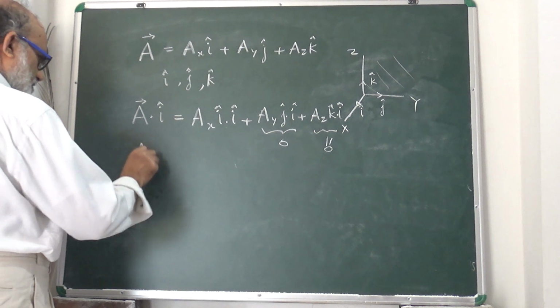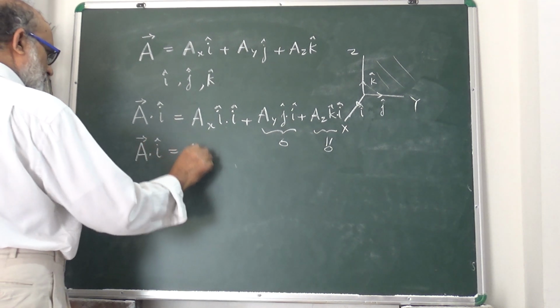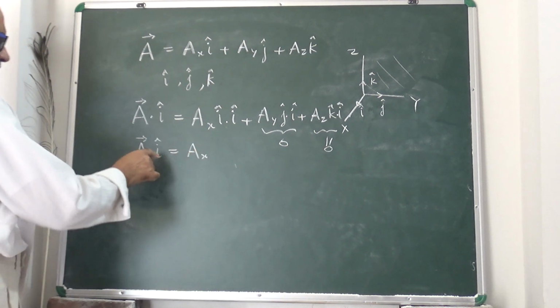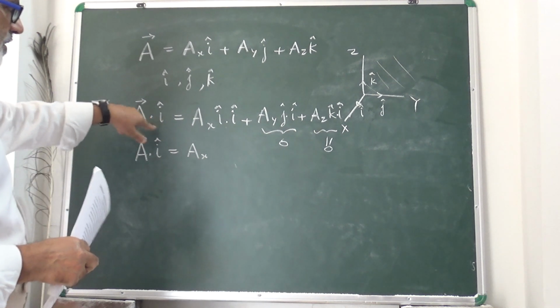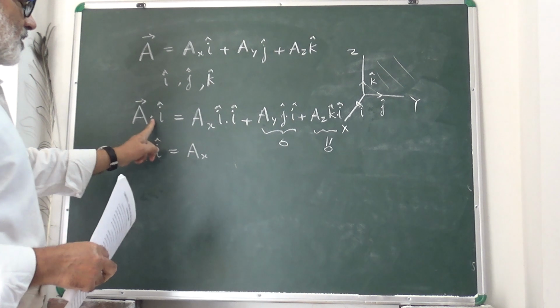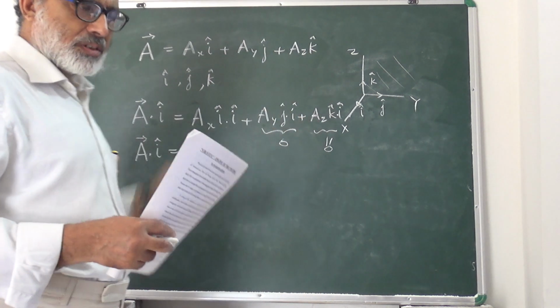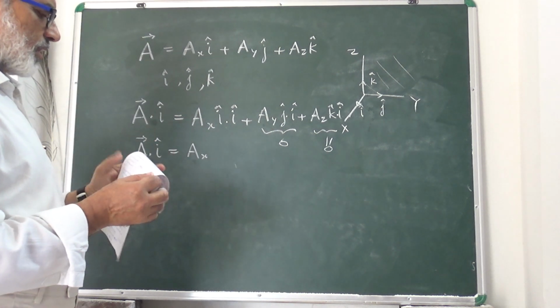So the x component of this is the projection of A along the unit vector I. Similarly, if you take the dot product with J, you will get the Y component, and by K, we will get the Z component. Now this is simple in the case of rectangular components.